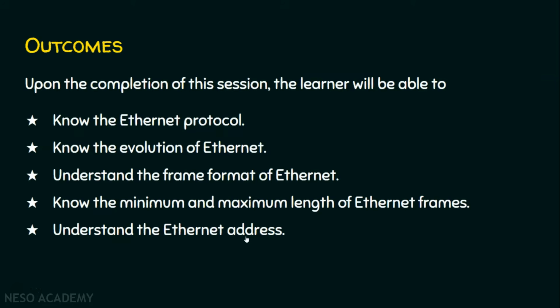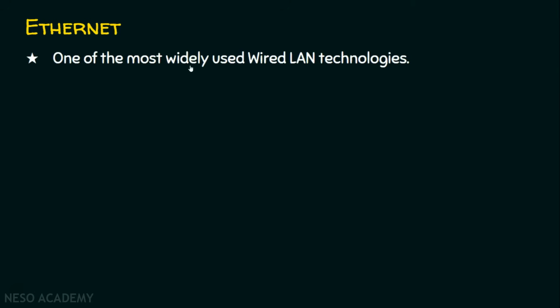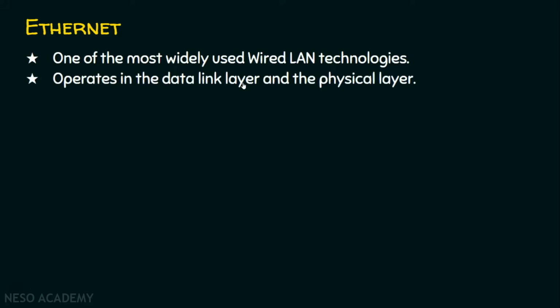Let's start the session with what is Ethernet. We know Ethernet is one of the most widely used wired LAN technologies. If you observe, this is a wired LAN technology. We have Wi-Fi, which is also for LAN, but Wi-Fi is an example of wireless LAN technology. And in which layer does Ethernet operate? Ethernet operates in the data link layer and the physical layer. It's amazing, Ethernet is working in both the layers, the data link layer and the physical layer.